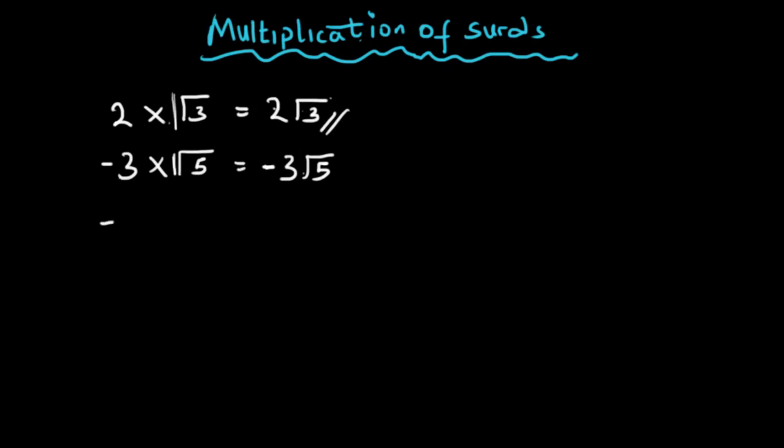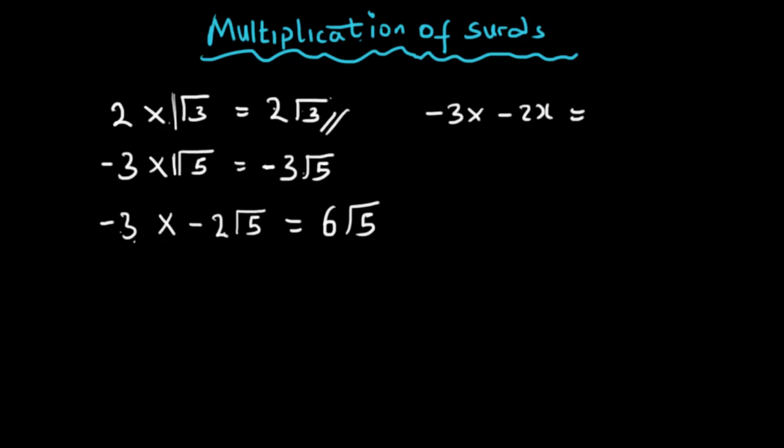Now if I have, for example, minus 3 times minus 2 root 5, this will give me minus 3 times minus 2. Remember, minus times minus is plus. 3 times 2 is 6, so I have 6 root 5. Do you understand? It's the same way you have minus 3 times minus 2x to be 6x. Minus 3 times minus 2 is 6, and then we have x. Does that make sense?